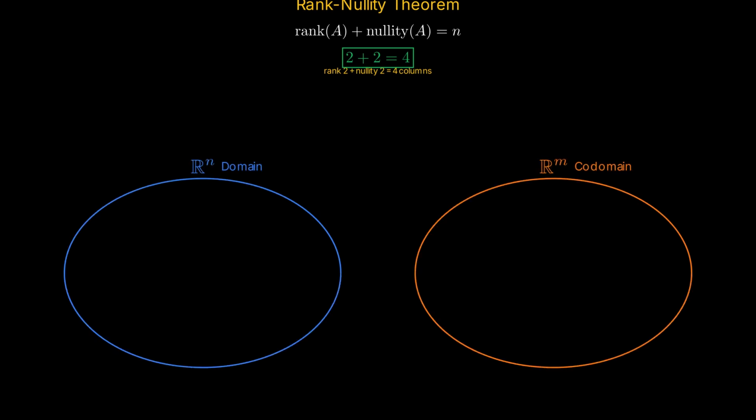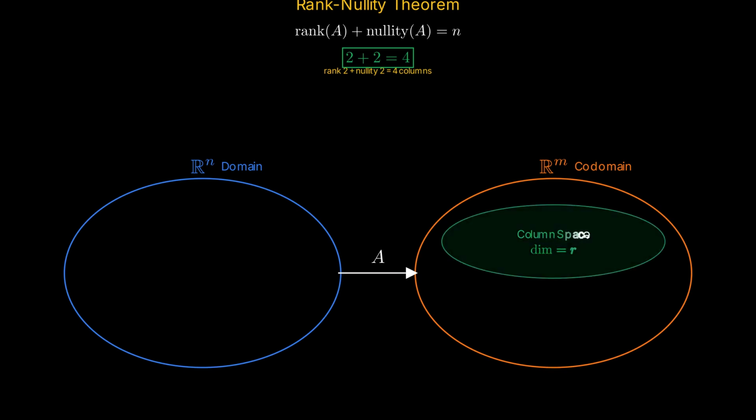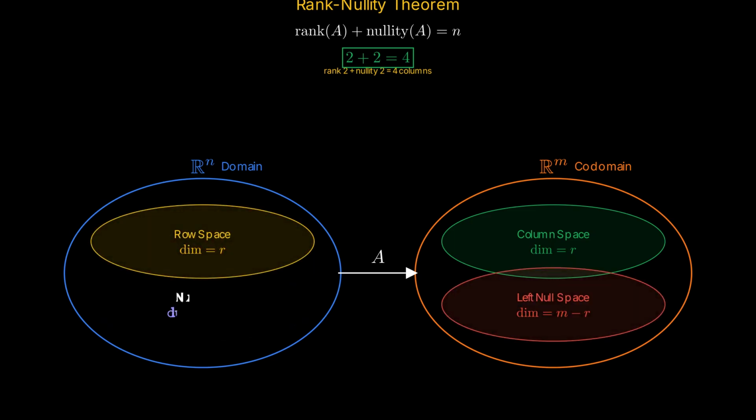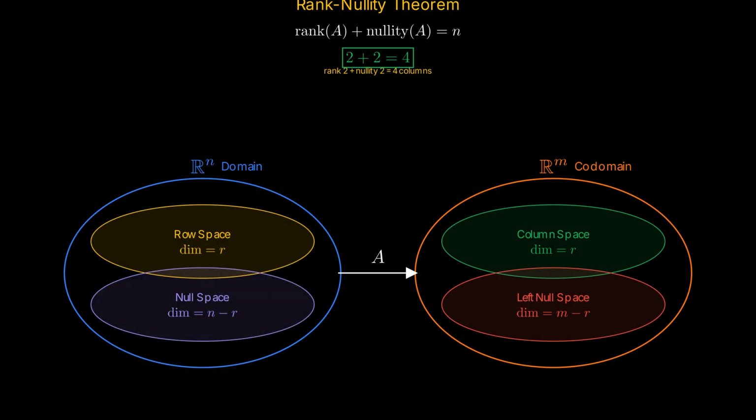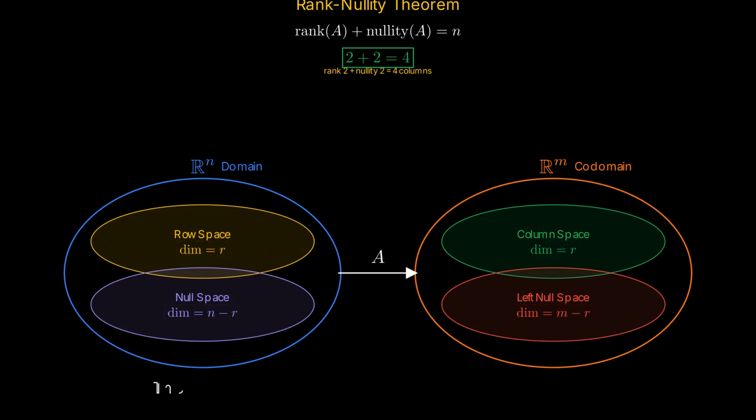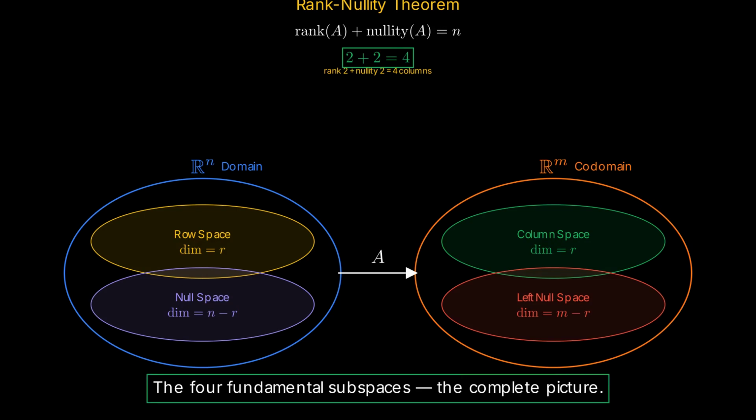The idea extends even further. Every matrix has 4 fundamental subspaces. In Rm, the codomain, we find the column space and the left null space. In Rn, the domain, we find the row space and the null space. The rank r appears in both the column space and the row space, as each has dimension r. Meanwhile, m minus r and n minus r fill the remaining dimensions in Rm and Rn respectively. This gives us the complete picture of how a matrix organizes space.